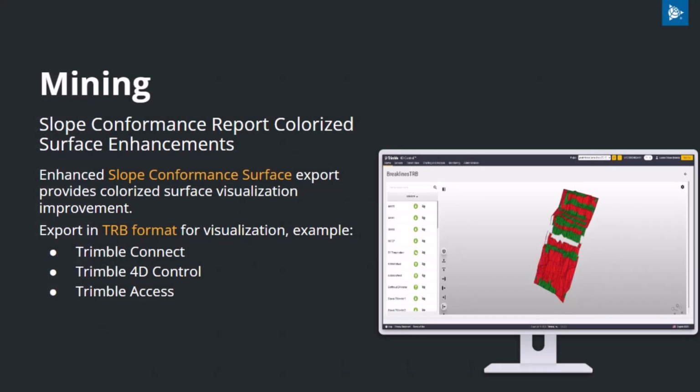So enhance the slope conformance export. So this will make it easier for you to now visualize that. And you can export in TRB format for visualization into Trimble Connect, Trimble 4D Control, and Trimble Access.